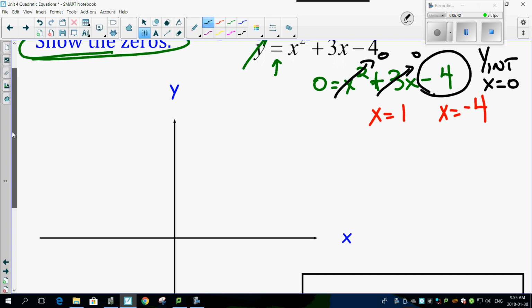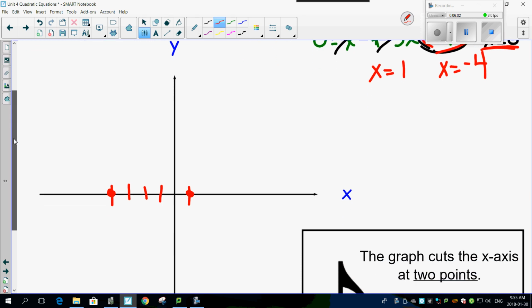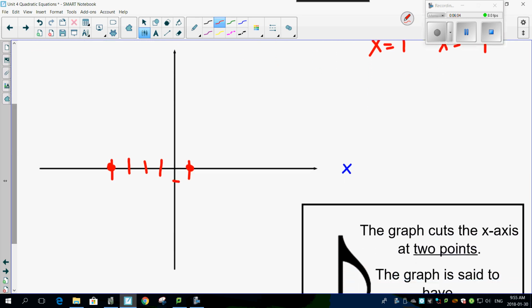Okay, so here we go. First things first, let's put in our values. X equals 1 is right here. Boom. X equals -4. 1, 2, 3, 4. There we go. So we got a point here and we have a point here. But not only that, we have that y-intercept as well at -4. So I'm going to extend this down here a little bit, go to 1, 2, 3, 4. We have another dot right here. So we know our graph is going to do something like this.